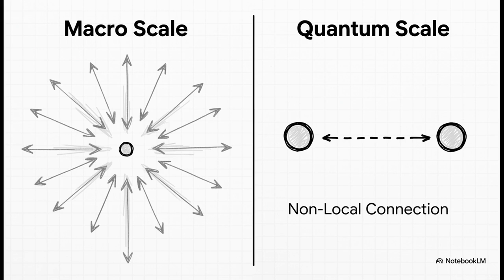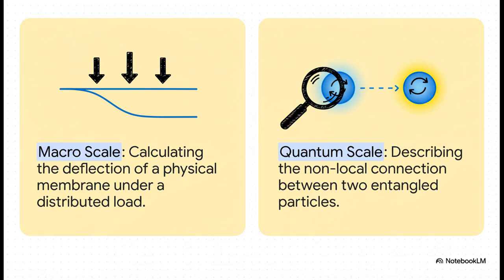But at the quantum scale, the same mathematical family can actually describe non-local connections, a link between two particles that seems to totally ignore the space between them. The sheer scale of this concept is just incredible. On one hand, you can use these mathematical tools to calculate a totally classical problem, like how a membrane bends under pressure. But on the other hand, the same family of math helps describe quantum entanglement, where two particles are linked in a way that just defies our everyday intuition. The same core ideas apply across these vast, vast scales.